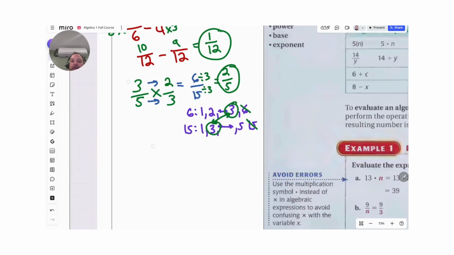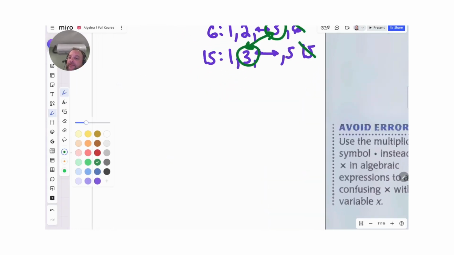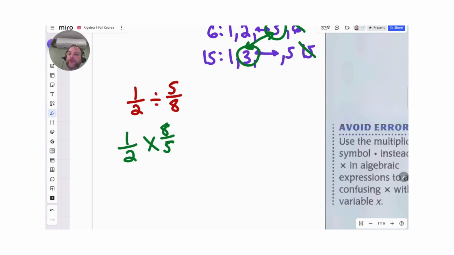Now let's divide a fraction real fast. Let's try 1/2 divided by 5/8. Here we are going to multiply by the reciprocal. So keep, change, flip is what we learn in school. We're going to keep 1/2. We're going to change division to multiplication, and we're going to flip 5/8 to 8/5. That's the reciprocal, is when you flip it.